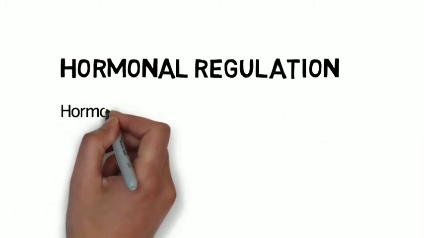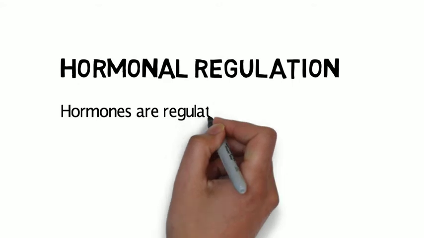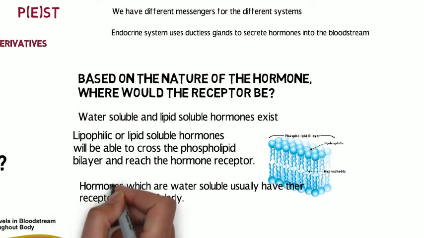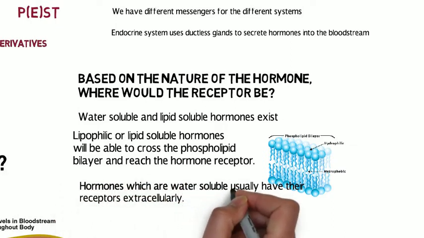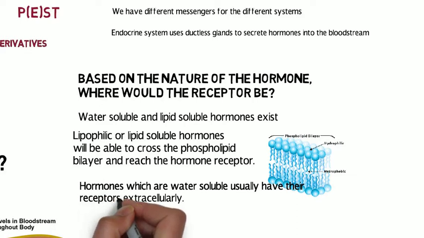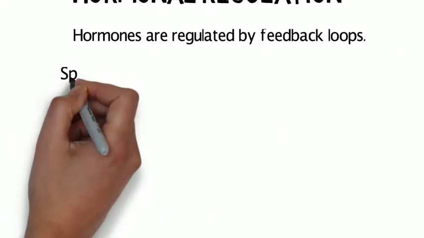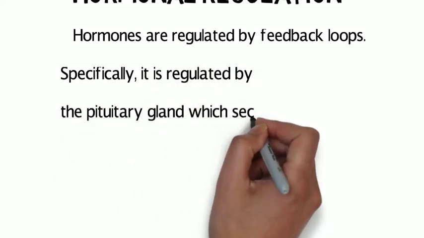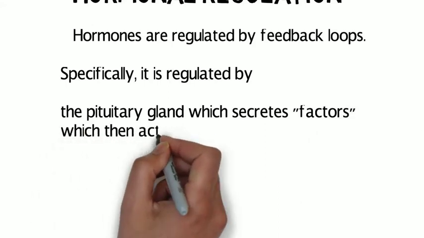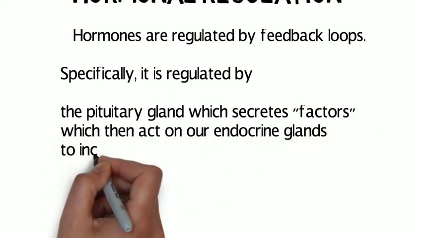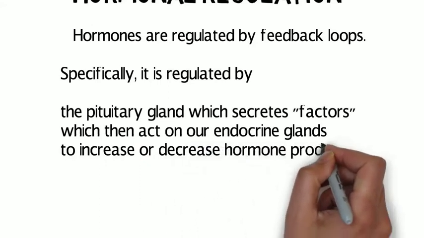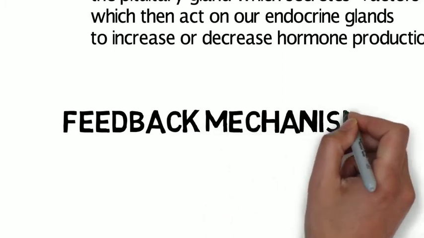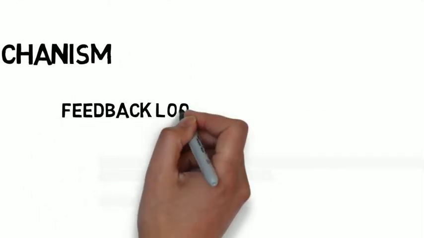What about hormonal regulation? Well, hormones are regulated in quite a precise way, and this is very necessary. They're regulated by feedback loops. Specifically, it's regulated by the pituitary gland, which is a small gland in our brain. It secretes factors which act on our endocrine glands, which will then increase or decrease hormone production. If you don't understand that, wait for the next video. It will explain this in detail.